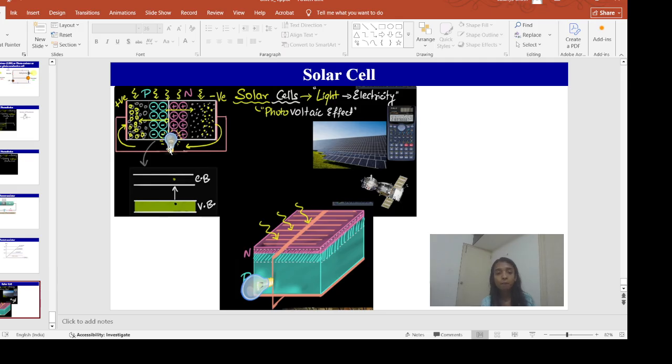So that means we are shining light, we are getting the electric voltage, and this process is called the photovoltaic effect. So the main difference between the photodiode and the solar cell lies over here. This photodiode is used to measure the intensity or brightness of the light. Higher the photocurrent, higher will be the intensity of the light that you are radiating on the depletion region.